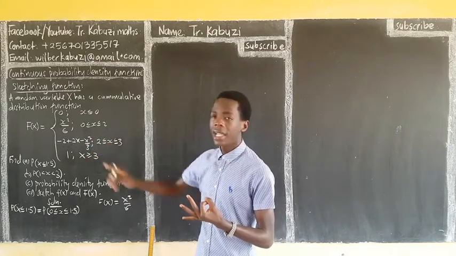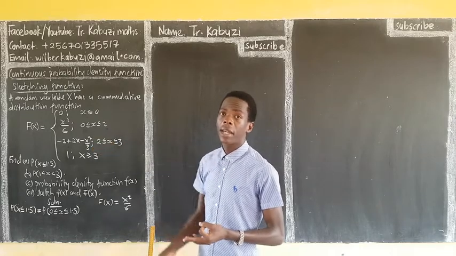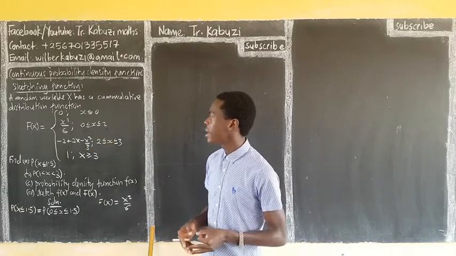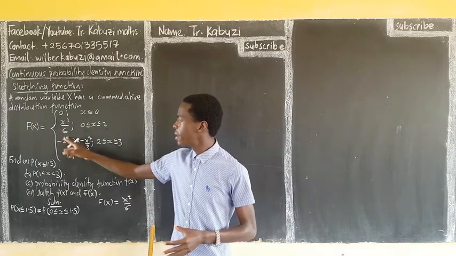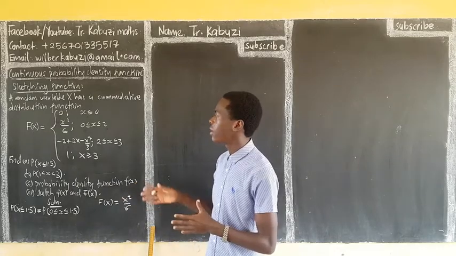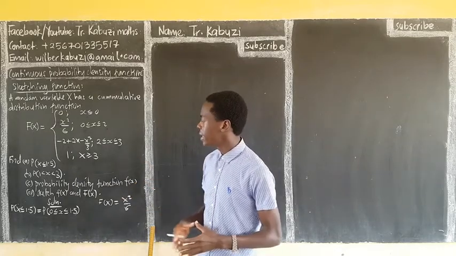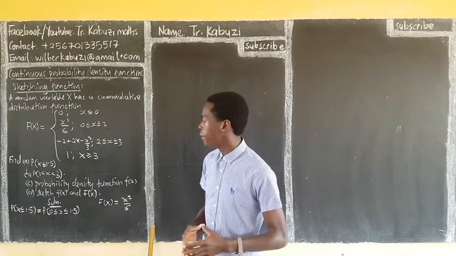You can't get the mean using this, you can't get the mode using capital F of x, and also the variance, you can't get it. But you can get any probability. If you have this, you can get the mean, the quartile, the median, the interquartile using this. So let us go through this. We are going to see how we sketch it also.